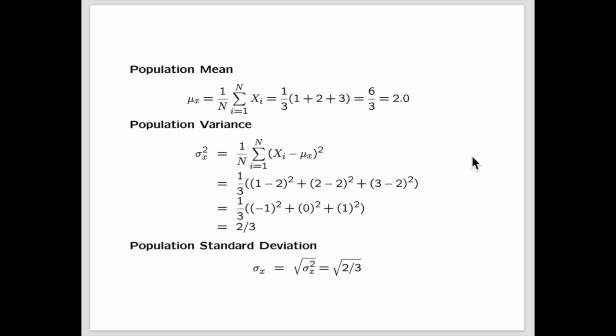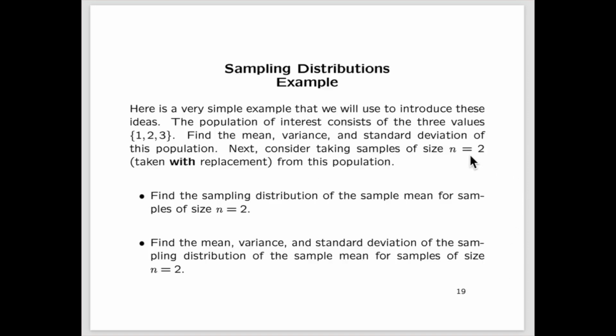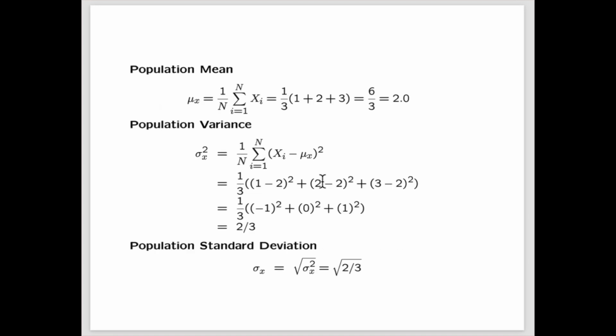But just to reiterate, the first thing that we were supposed to do was to find the mean, the variance, and the standard deviation of this population. All right, and so we've done that. The population mean, which is denoted by mu sub x, is equal to 2. The variance of the population, which is sigma squared sub x, is 2/3. And so the population standard deviation is the square root of that variance, the square root of 2/3.